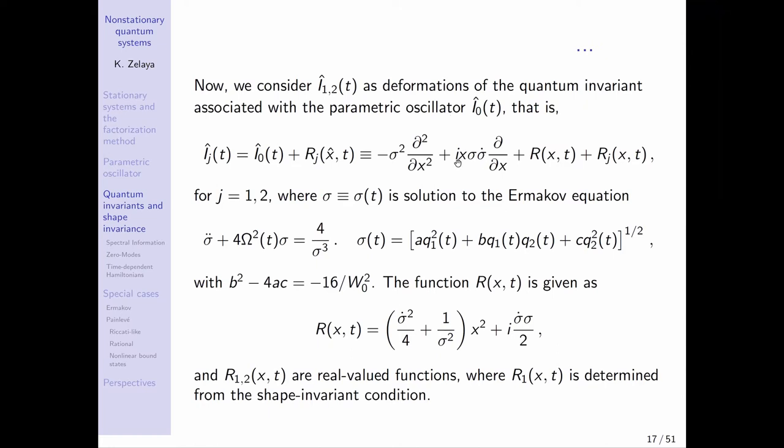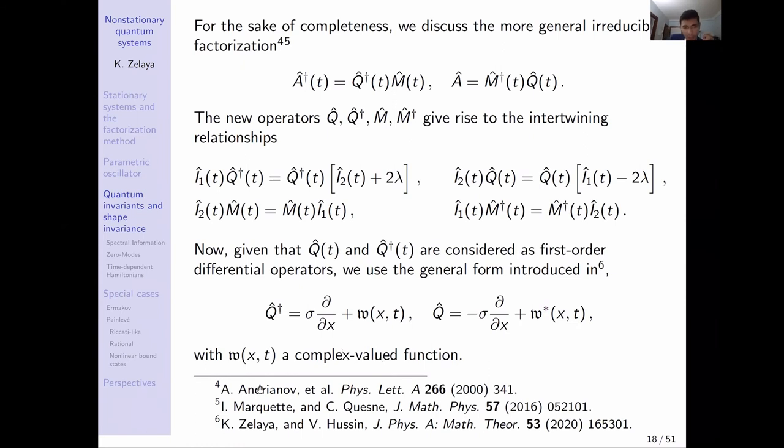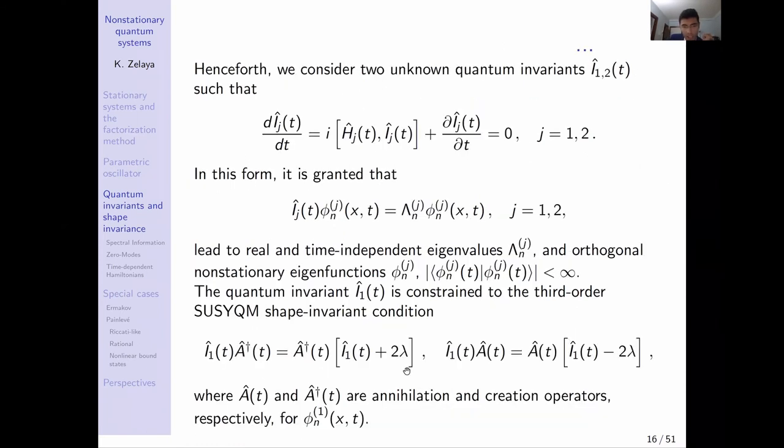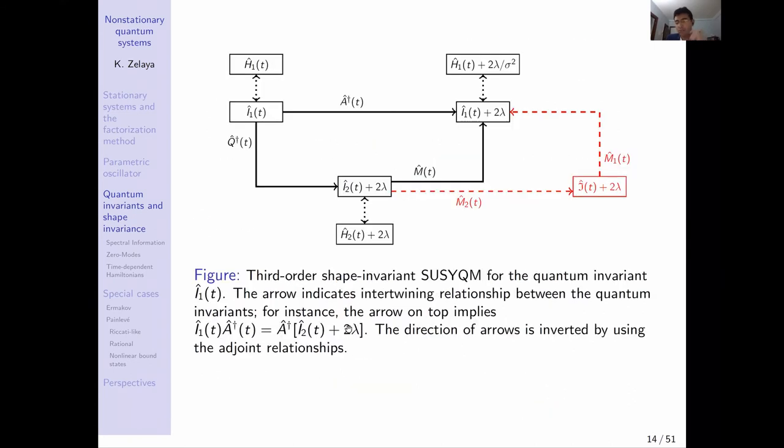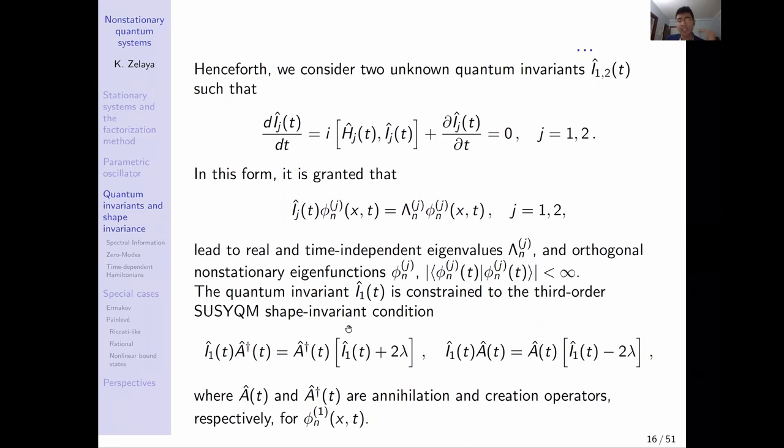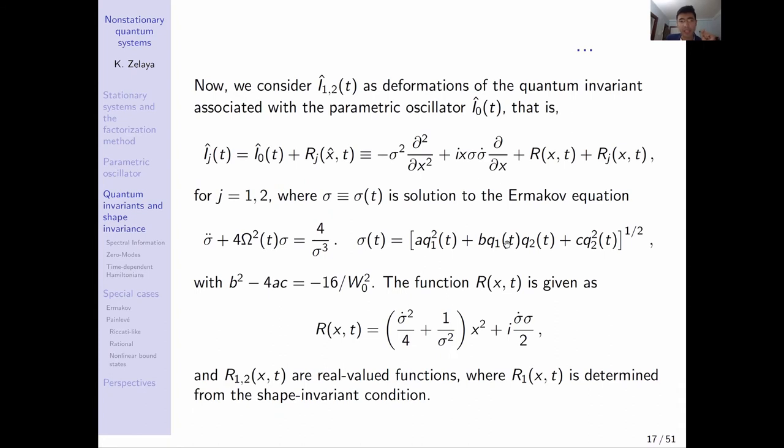Precisely to find R1 and R2, they will be found from this intertwining relation here, because we have this third order ladder operator. Here R1 is unknown. So if we compute both sides of this equation, along with this other equation, we will get a complete set of equations that allow us to get explicitly R1 and R2. I will explain these steps in this slide.